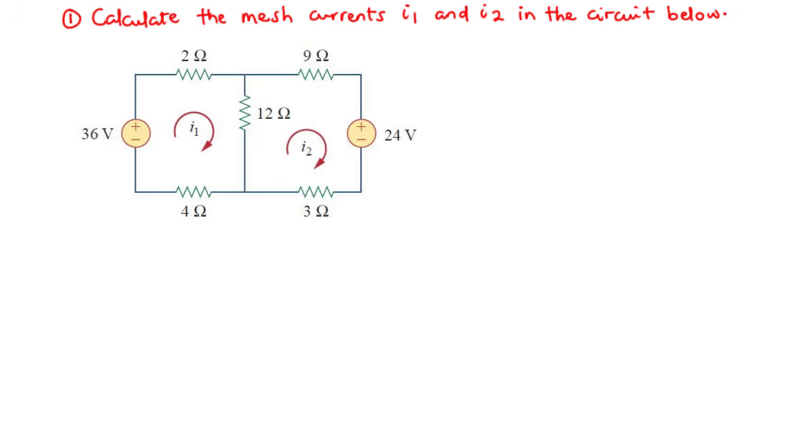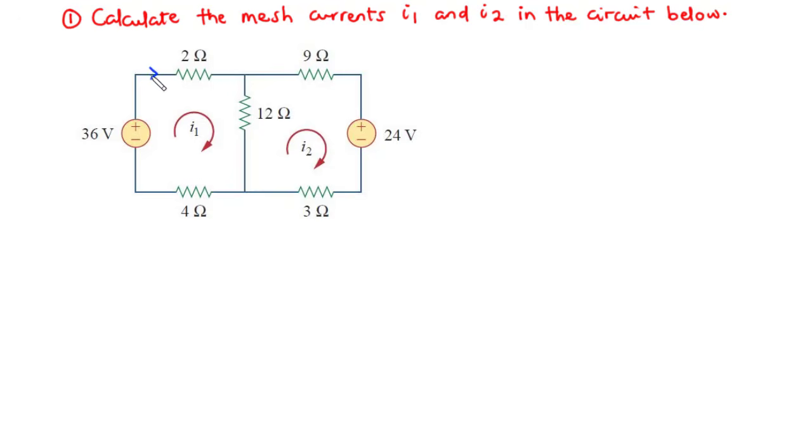So in the first example, we are going to calculate the mesh currents I1 and I2 in the circuit below. As usual, the first thing we are supposed to do is to assign mesh currents, and that has already been done in the question. We have this to be mesh 1 and then mesh 2. So let's move on as we assign branch currents.